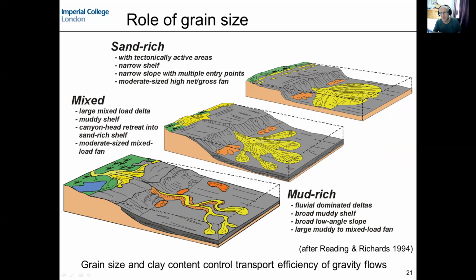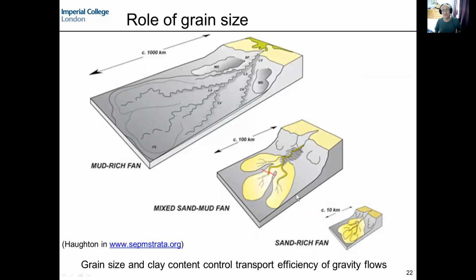So let me show you the same diagrams, but to the same scale, because the scales on these three block diagrams are very different. If we show those three types of fans at the same scale, this is what we see. Here's our sand-rich fan in the order of 10 kilometers. Here's our mixed sand-mud fan in the order of 100 kilometers. And here's our muddy fan, the order of 1,000 kilometers. And this maybe gives you a sense of just how important the grain size is.